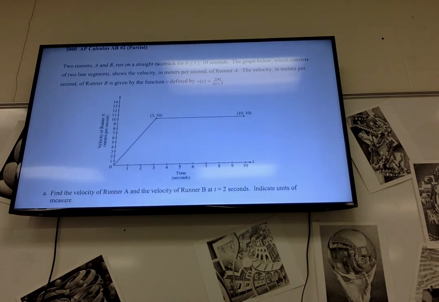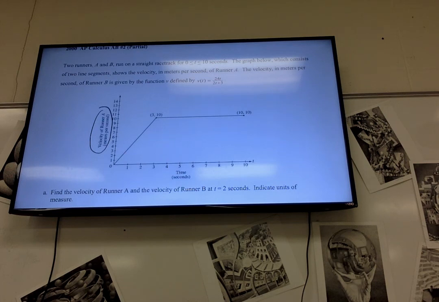Okay, two runners, A and B, run on a straight, we're on page 411. Two runners, A and B, run on a straight racetrack for 0 to 10 seconds. The graph below, which consists of two line segments, shows velocity. So that's important. Velocity in meters per second of runner A. The velocity in meters per second of runner B is given by this equation. Okay, A. Find the velocity of runner A and the velocity of runner B at t equals 2 seconds. Indicate units of measure.